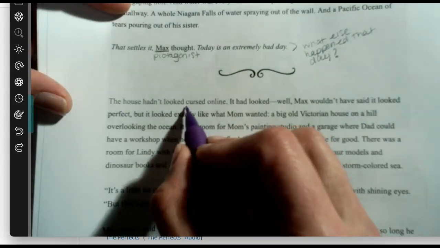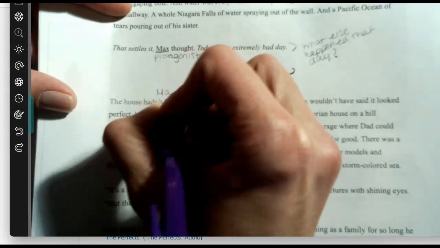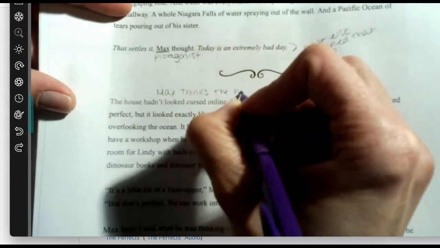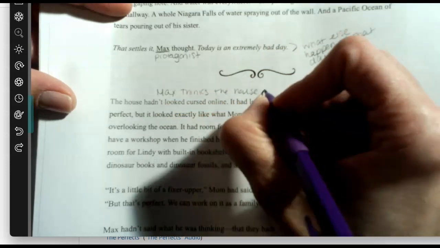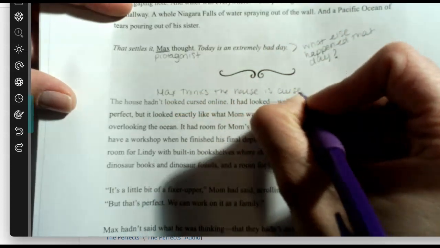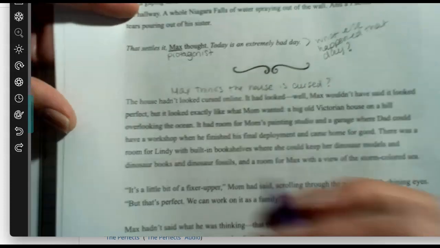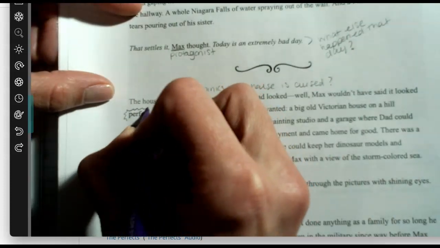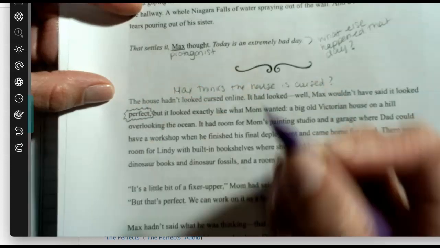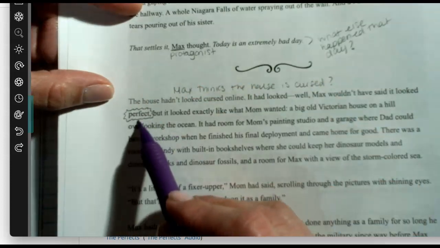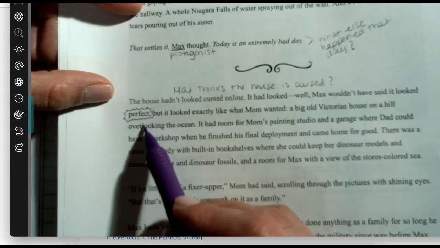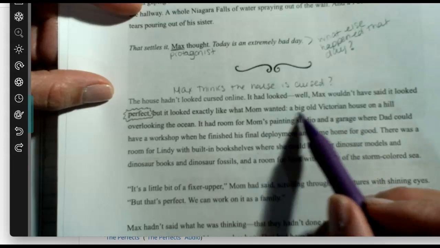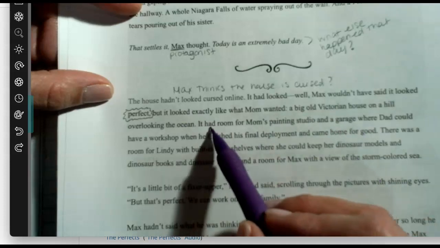So now we're learning that Max thinks the house maybe is cursed. Okay. And I noticed the word perfect, that he didn't think it looked perfect. That's the second time I'm seeing the word perfect in this story, and I know that the story is called The Perfects, so they're talking about the house not being perfect. I'm going to just pay attention to that.